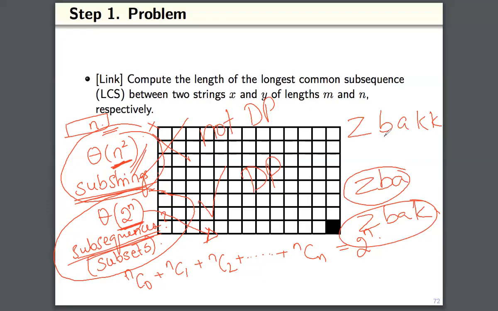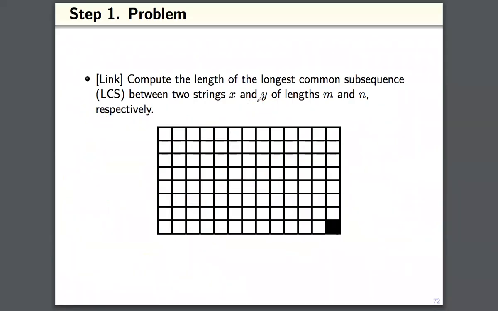And what about B, A, K? That is also a subsequence. Right? ZAK, that is also a subsequence. So somehow it feels like a lot of these subproblems are related. So there might be overlapping subproblems, right? Okay, anyway, so this is a hard problem, harder than longest common substring.